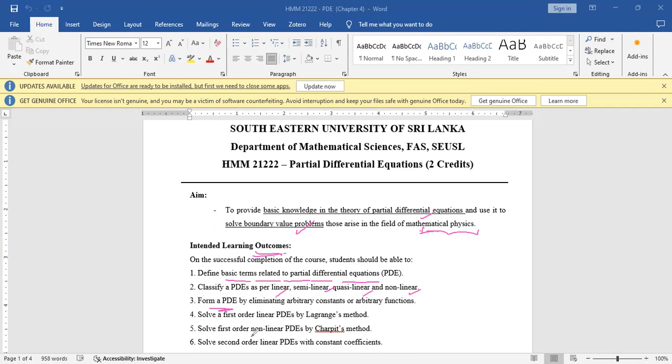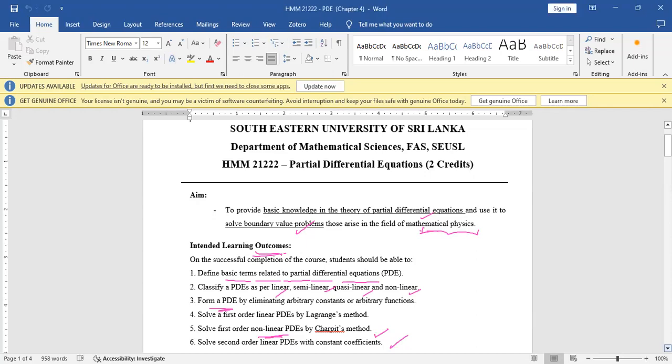Also, we found some nonlinear solving using the Charpit method. We have solved the nonlinear cases. Also, we use second order PDE with constant coefficient. Also, we use the homogeneous case, isn't it?